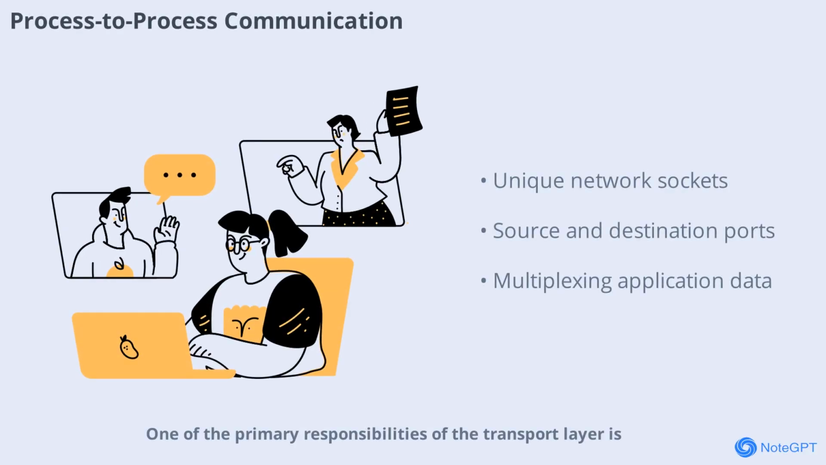One of the primary responsibilities of the transport layer is delivering data to the appropriate application process on host computers. This is achieved through process-to-process communication, where data from different applications is multiplexed into packets, each tagged with source and destination port numbers. These port numbers, combined with IP addresses, form a unique network socket, identifying the communication endpoints. This mechanism ensures that data sent from one application reaches the correct application on the receiving host, enabling seamless interactions between client and server processes.